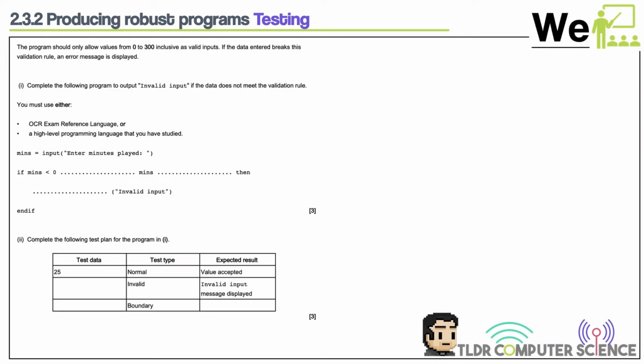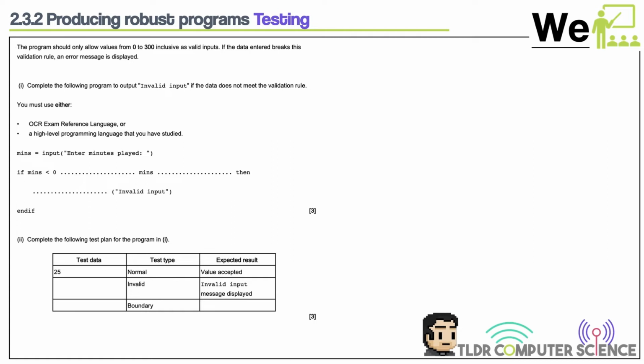Final question on testing, on producing robust programs. In this case, we've been given a scenario. The program should only allow values from 0 to 300 inclusive. Remember, inclusive means that we need to include 0 and 300 as valid. If the data entered breaks this validation rule, an error message is displayed.